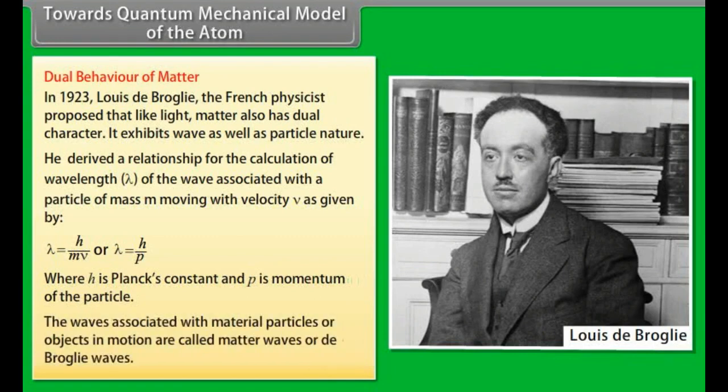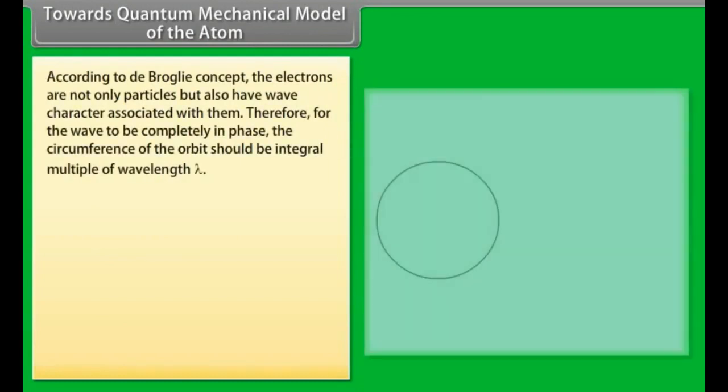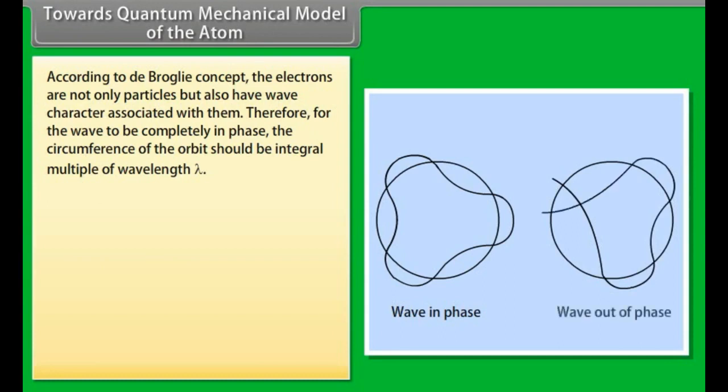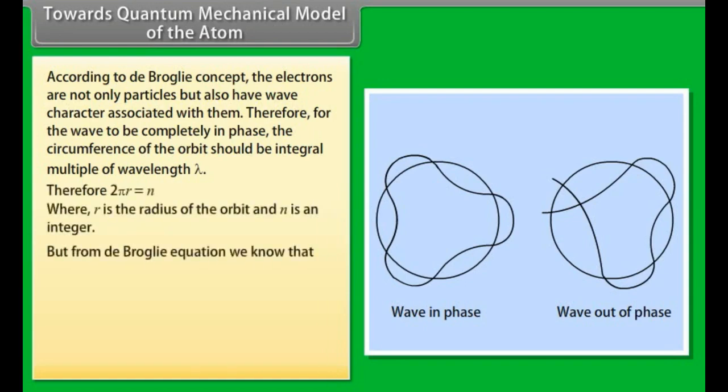The waves associated with material particles or objects in motion are called matter waves or de Broglie waves. According to the de Broglie concept, electrons are not only particles but also have wave character associated with them. Therefore, for the wave to be completely in phase, the circumference of the orbit should be an integral multiple of the wavelength lambda. But from the de Broglie equation we know that lambda is equal to h upon mv. Hence, 2 pi r is equal to n into h by mv, so mvr is equal to n into h by 2 pi.